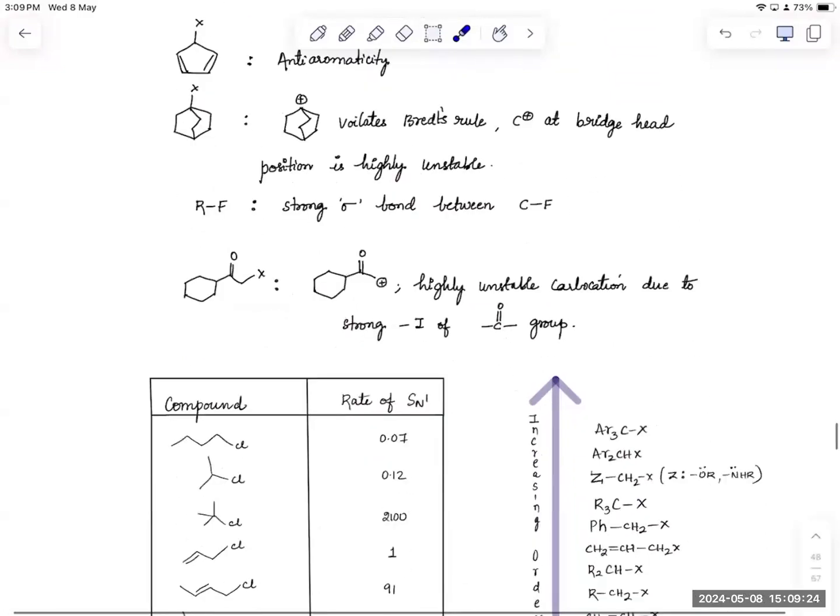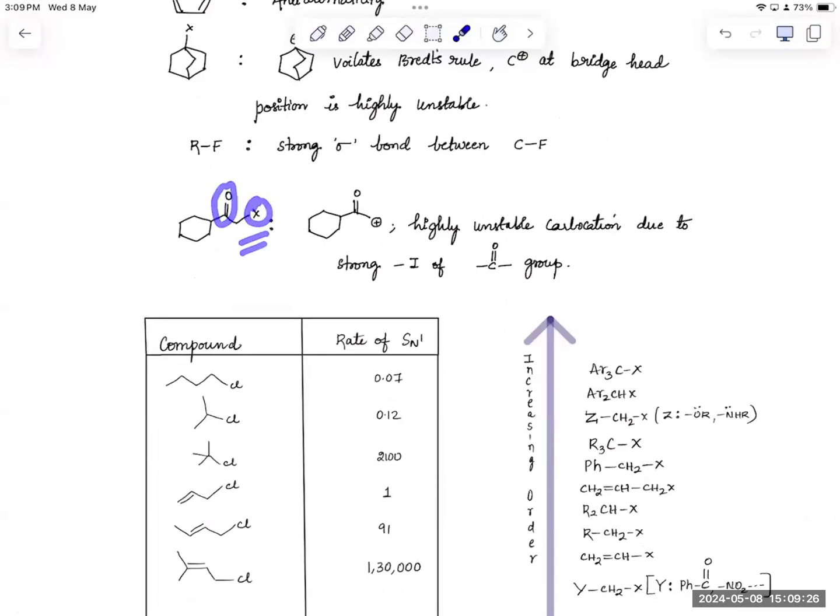Next, you have this one, C double bond O X. This was the best example for SN2 and this is the worst example for E1 or SN1, because this kind of carbocation is highly unstable.